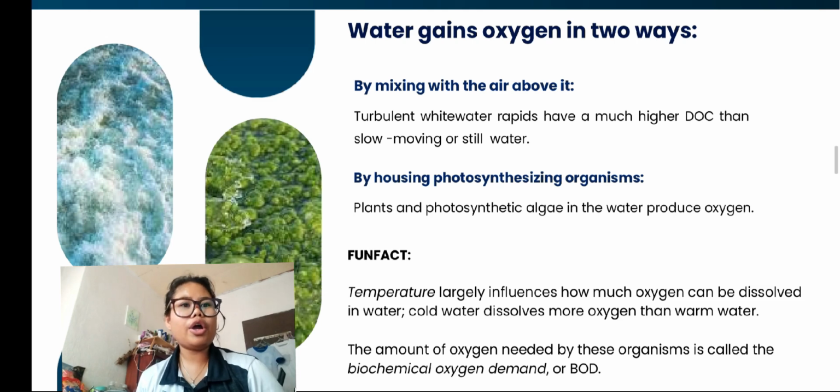So there are two ways the water gains oxygen. First, by mixing with air above it. Turbulent whitewater rapids have a much higher DOC, or dissolved oxygen content, than slow-moving or still water. And second, by housing photosynthesizing organisms. So plants and photosynthetic algae in the water produce oxygen.